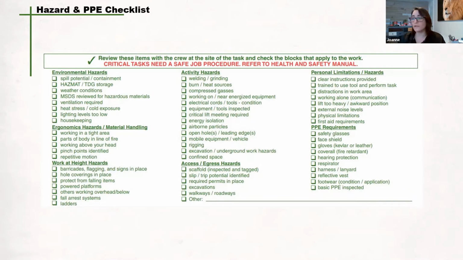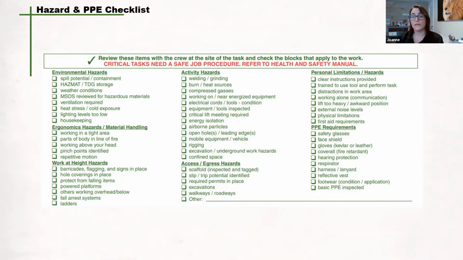Okay, so this is a checklist to get you thinking of what are some of the things you should be looking at before you start work. Environmental hazards, I'm not going to go through each one individually, but you do have environmental hazards, ergonomics, working from heights, and then the activity hazards. So these are the hazards that are created by the actual work that you do. There's access and egress hazards and personal limitation hazards. So this again is just to get you thinking. So if you check these off, you've identified a hazard associated to the task.